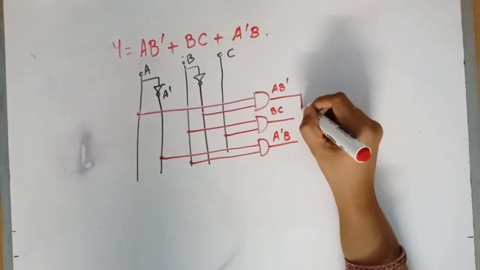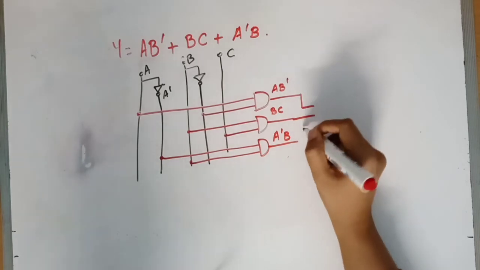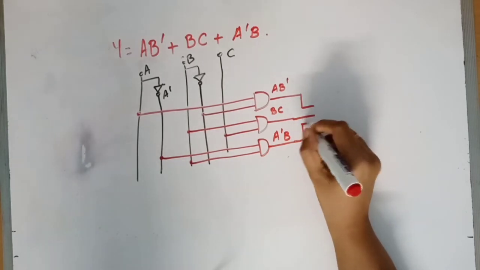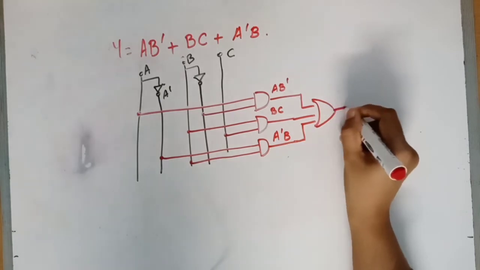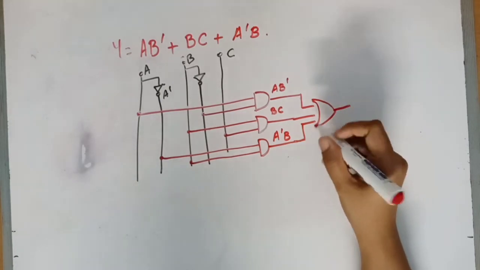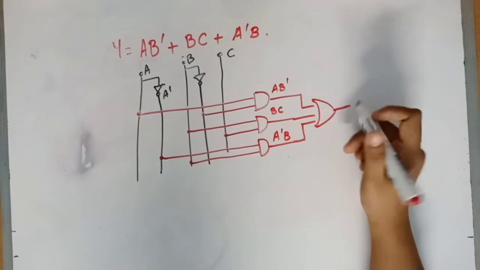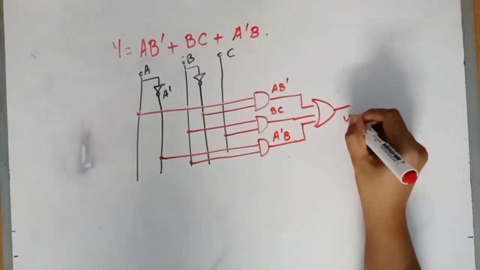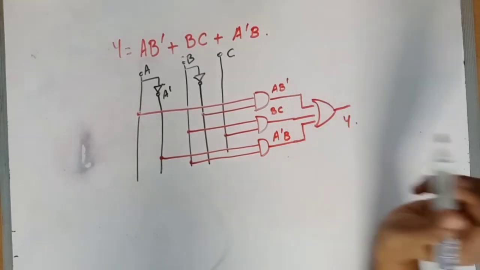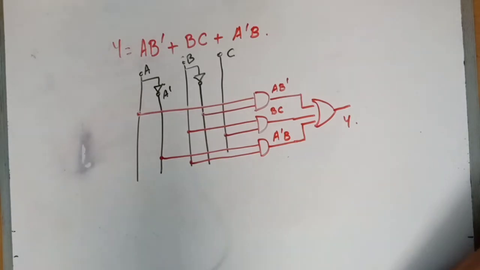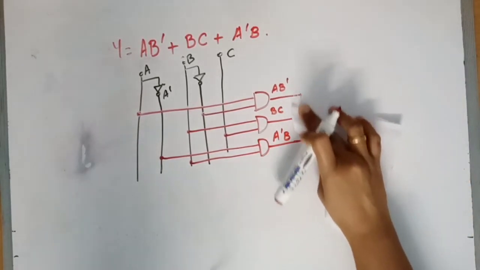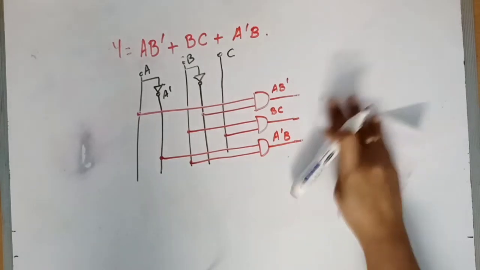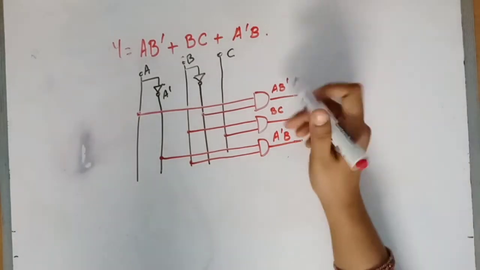So for theory purpose, you can just keep a single OR, but practically this is not possible because you don't have a 3 input OR. But for theory purpose, this is enough. So this is AB bar plus BC plus A bar B. For theory, if you draw like that also, it's fine.